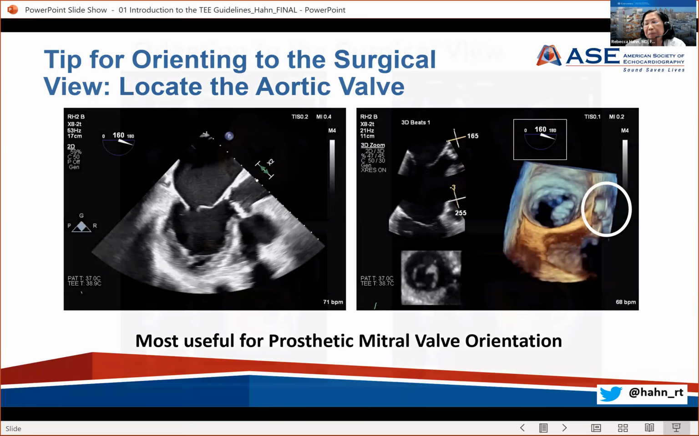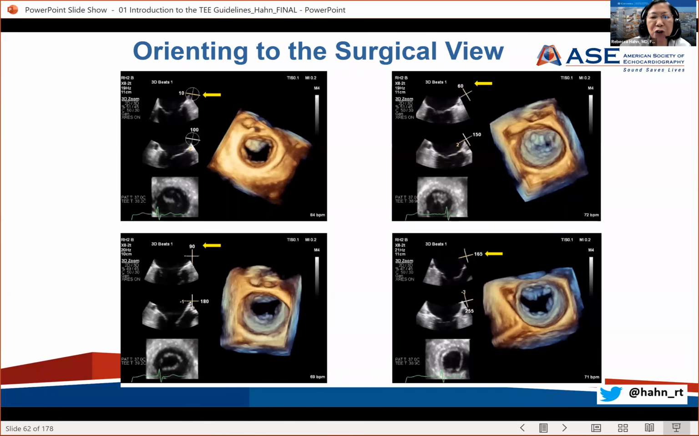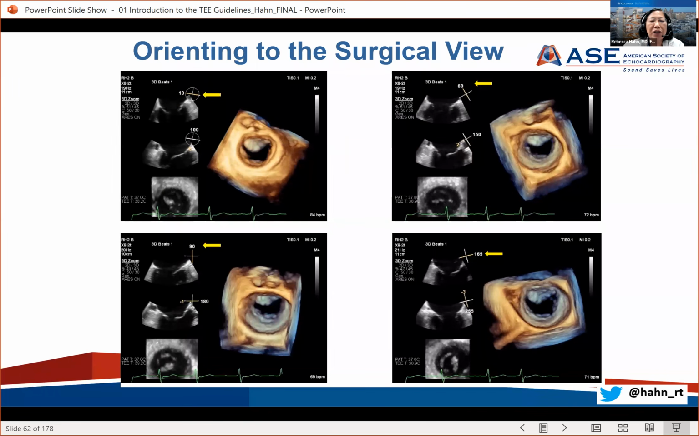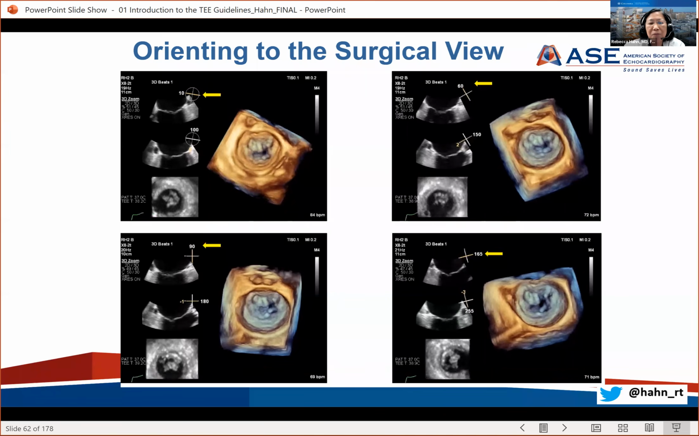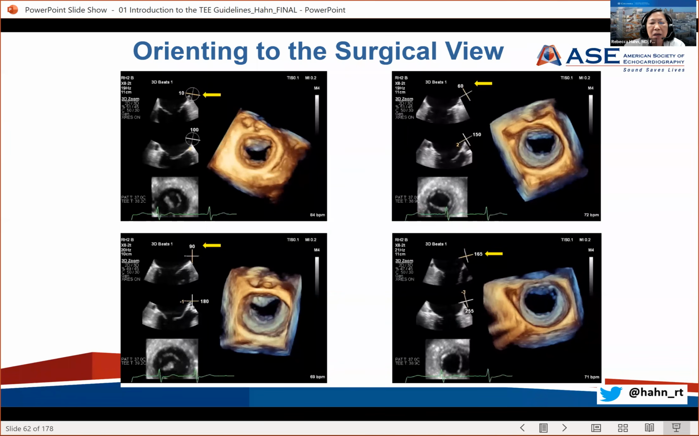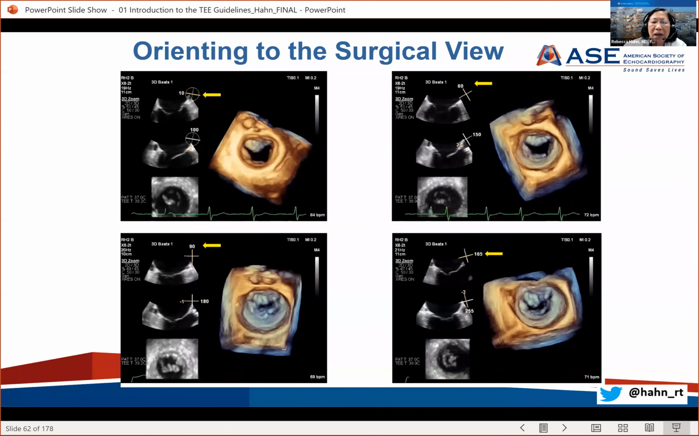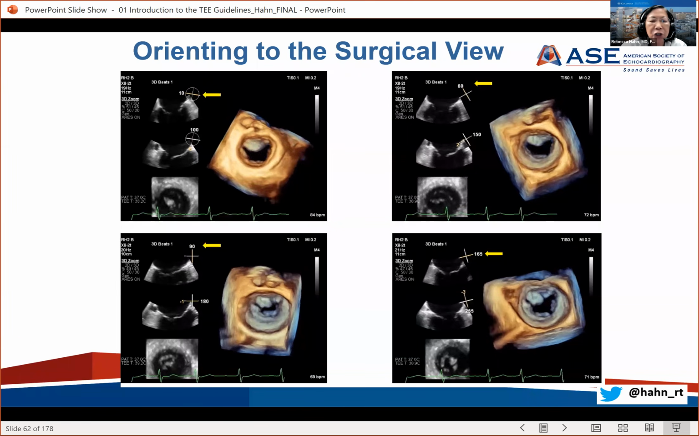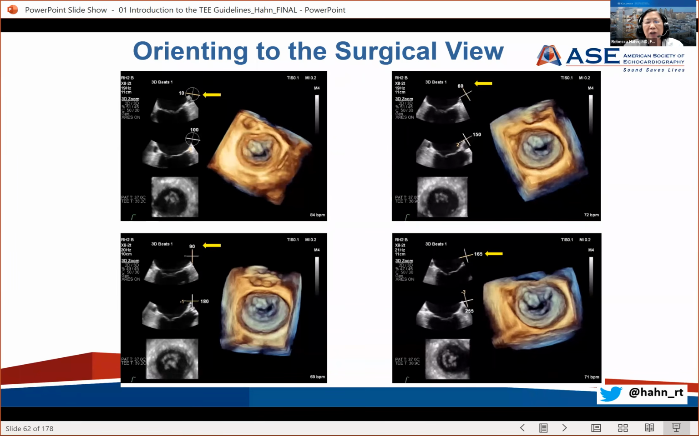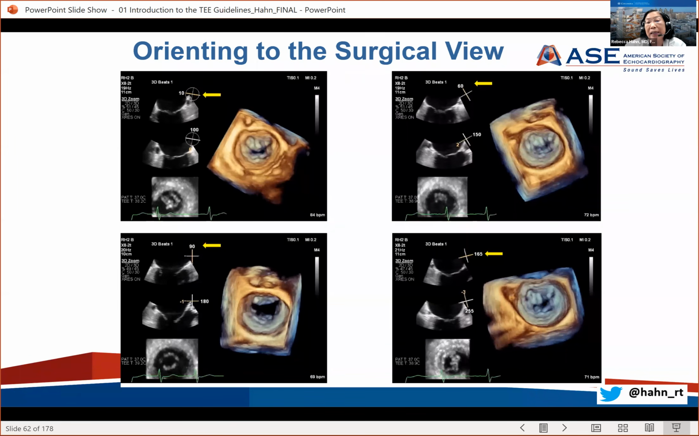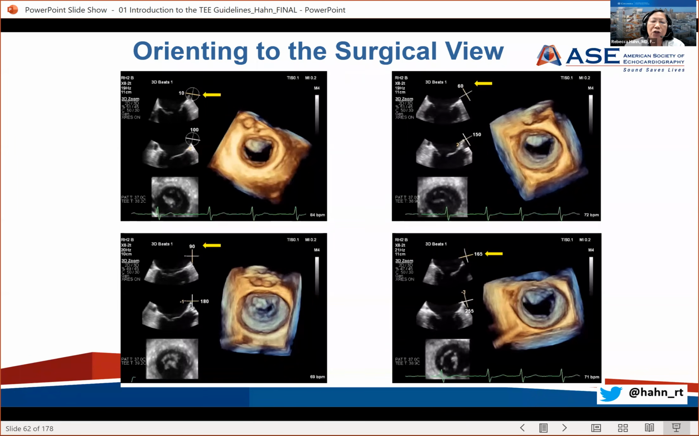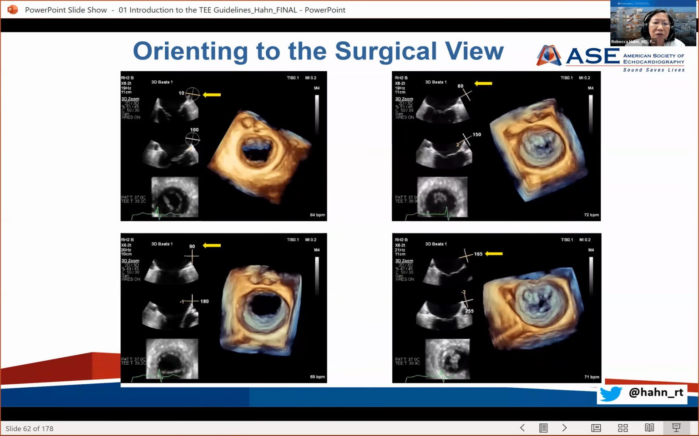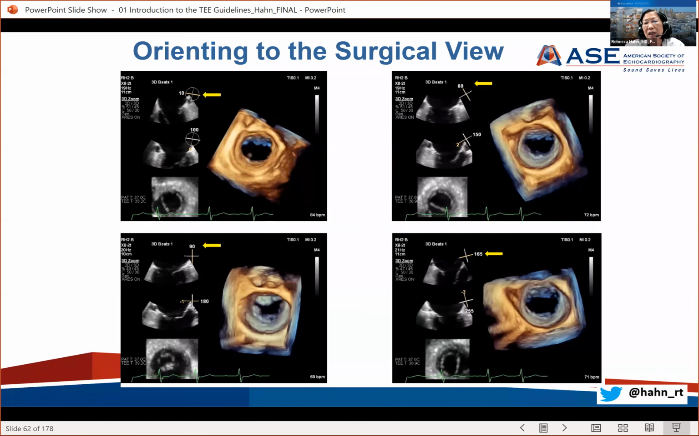And remember that to get it to the surgical view, you just have to rotate it so that the aorta is on top. And therefore, when you have a bioprosthetic valve and you're looking to see where the paravalvular leak is, you're not going to be confused. You're not going to tell your interventionalist it's on the lateral side when it's really on the medial side, or it's at 4 o'clock when it's really at 7 o'clock.